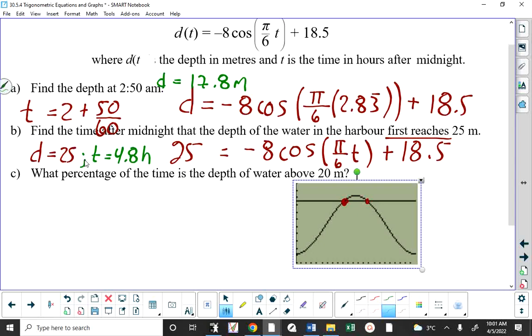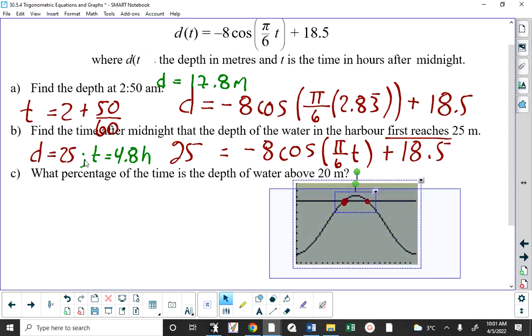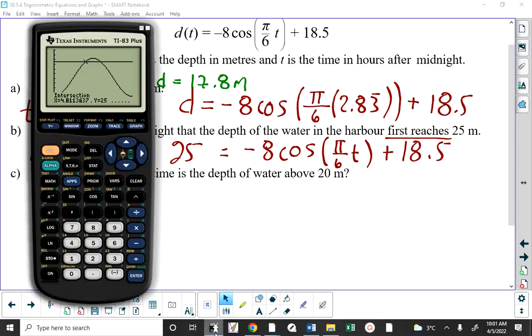All right. Any questions with B? All right, C says, what percentage of the time is the depth of the water greater than 20 meters? Well, let's put 20 in instead of 25 and take a look at the graph.